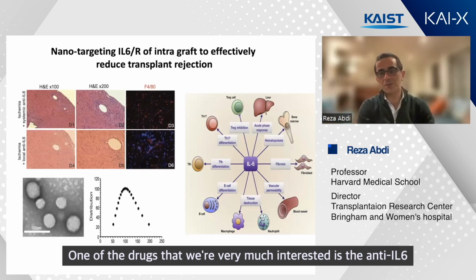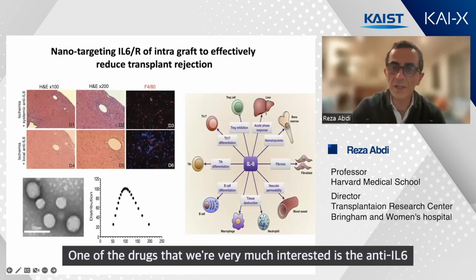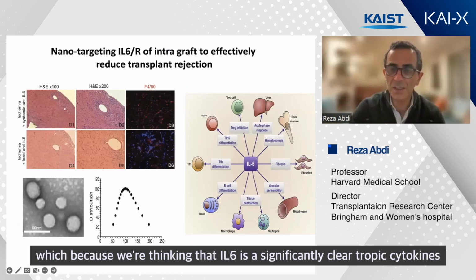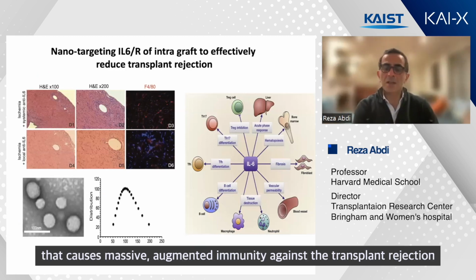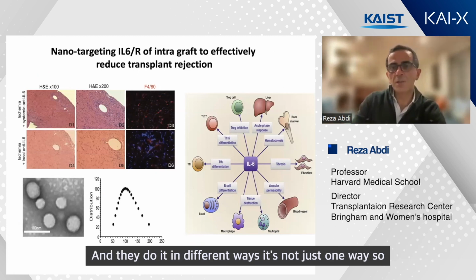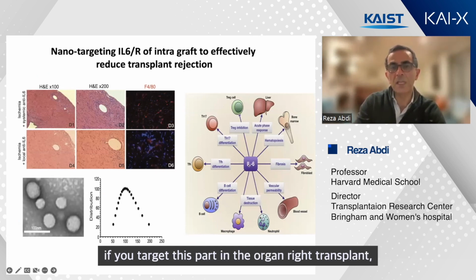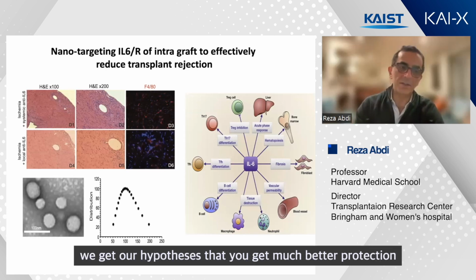One of the drugs that we are very much interested in is the anti-IL-6, because we think that IL-6 is a significantly pleiotropic cytokine that causes massive augmentation of immunity against the transplant, leading to rejection. And they do it in different ways. It's not just one way. So if you target this pathway in the organ prior to transplant, our hypothesis is that you get much better protection.